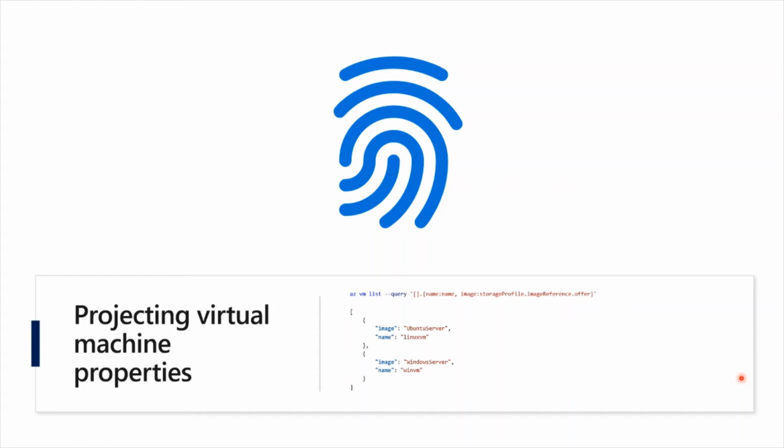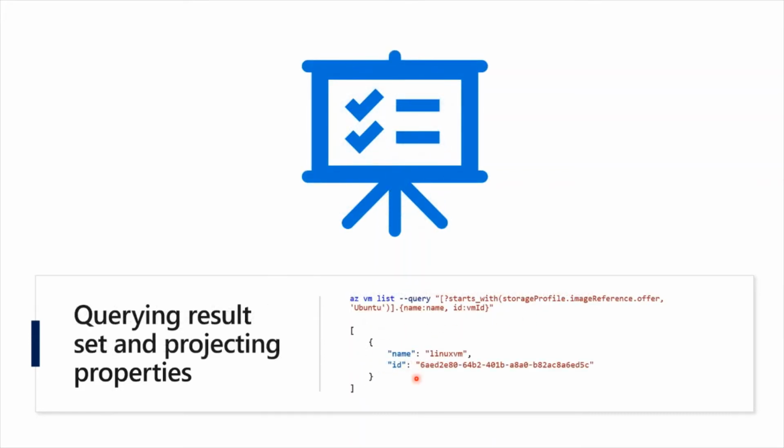So if you see az vm list query, and then I say array.name, storageProfile.imageReference.offer, we are only asking for the image name and image reference offer. So that's how you can query.